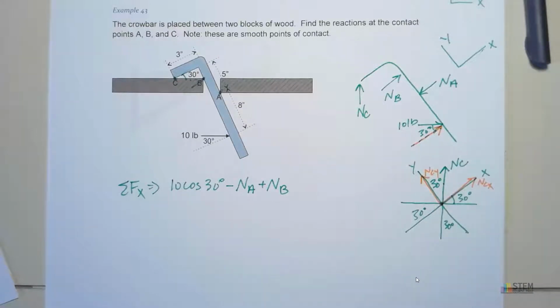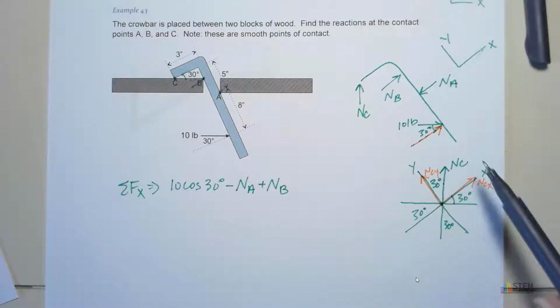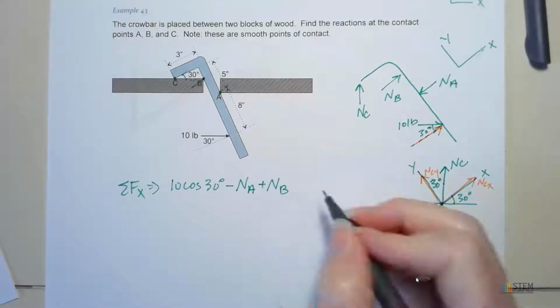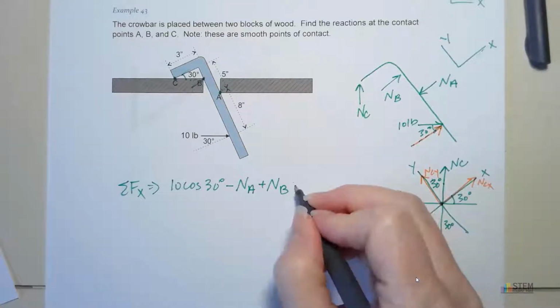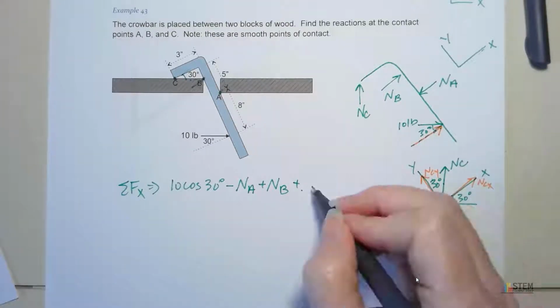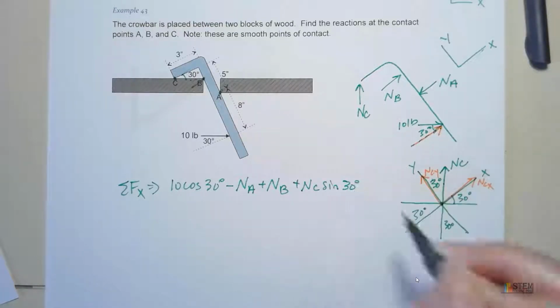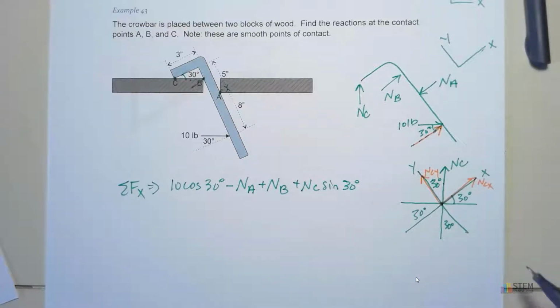Hopefully that helps you see how we get this one. So our X component is opposite this 30 degrees, and it's going to the right. So we're going to have plus NC sine 30, and set that to 0.